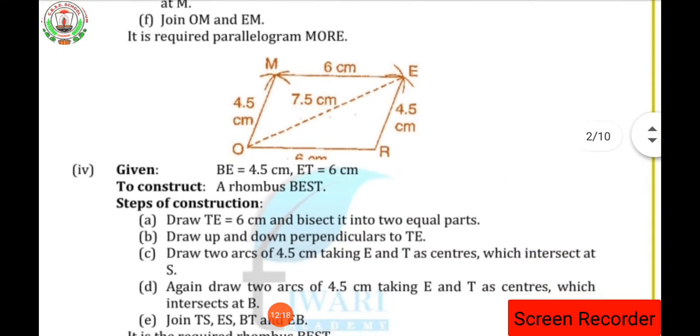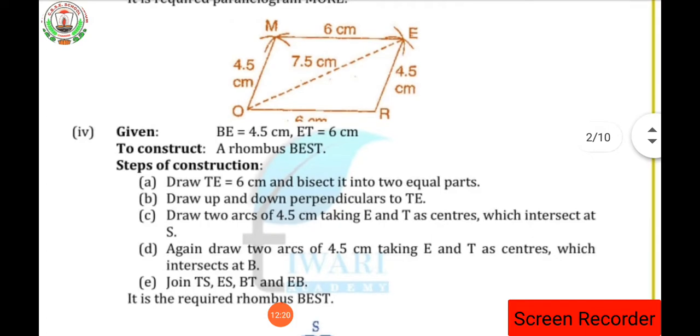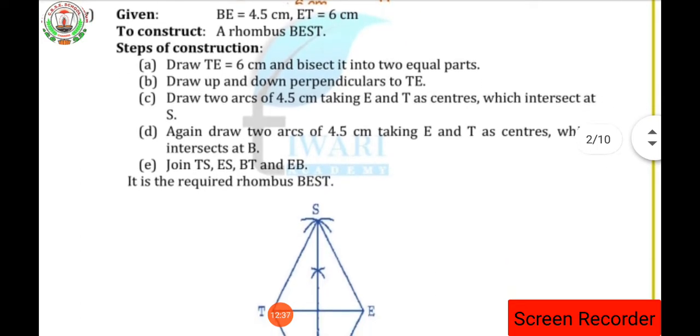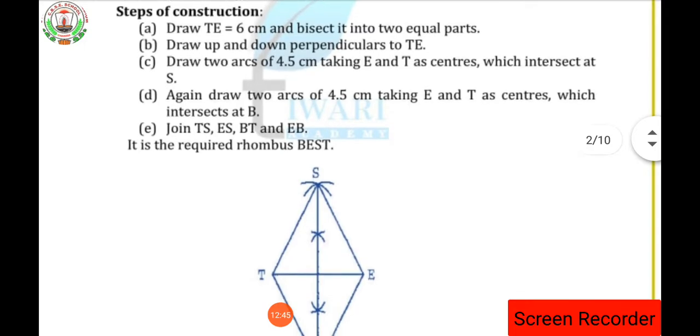question number 4. In question number 4, you have to draw a rhombus BEST. The rhombus name is BEST. The measurements of the rhombus are given as BE equals 4.5 cm and ET equals 6 cm. These are the measurements given for the rhombus for the exercise 4.1 last question. So here we have different measurements for the rhombus. Clear? Now what we have to do?